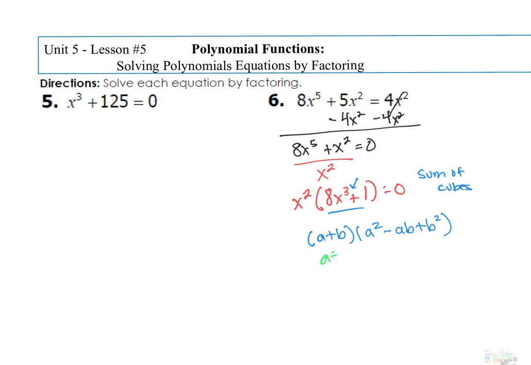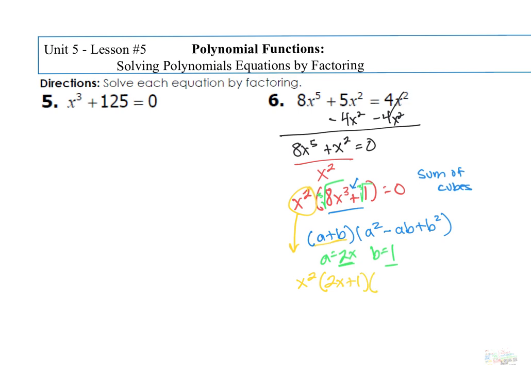So we need to know what our a and b values are. a is the cube root of the first term. We were given 2 cubes. We need to get back to their bases, their original amount. So the cube root of 8x cubed is 2x. 2x will go in for every a. Our b value is the cube root of the second term. So the cube root of 1 is 1. So 1 goes in for every b. So when we fill this in, I'm going to remember that we have that GCF of x squared on the outside. We have x squared, parentheses, a plus b. It would be 2x plus 1.